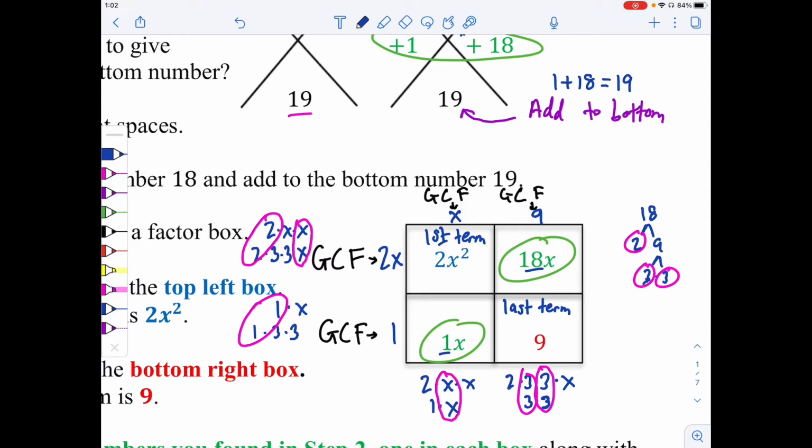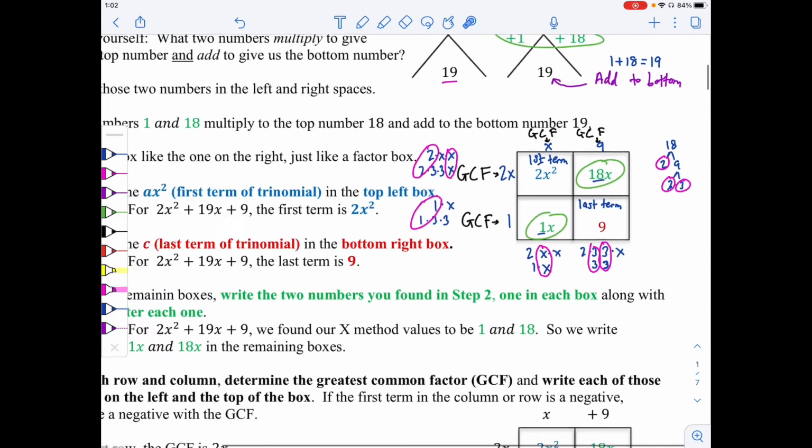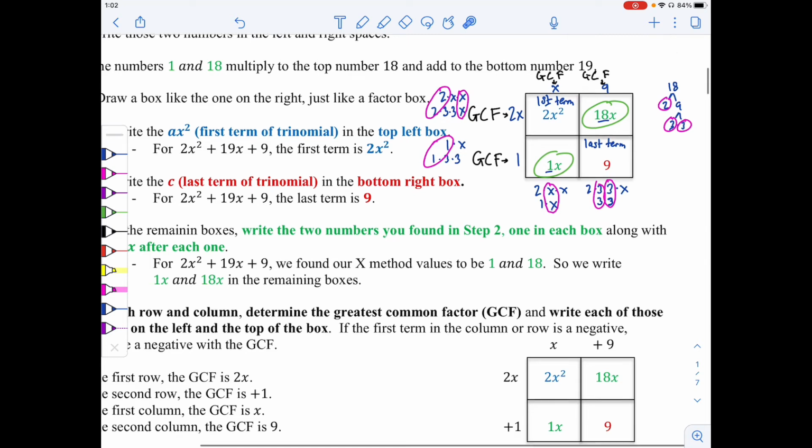Okay, and then we can check ourselves, does this work? So 2x times x is 2x squared. 2x times 9, 2 times 9 is 18 with 1x, that works. 1 times x is 1x, 1 times 9 is a 9, so it does work. So that's why our factors are just that, right there.